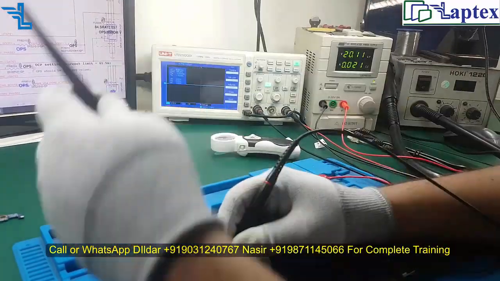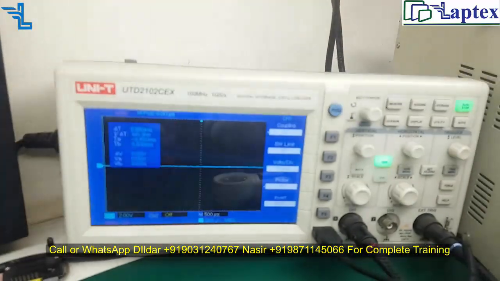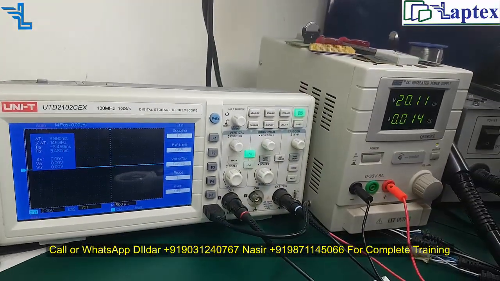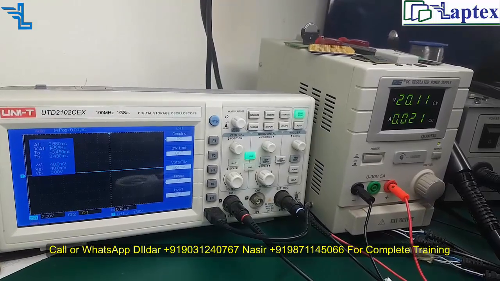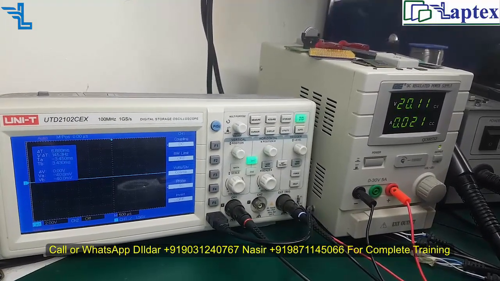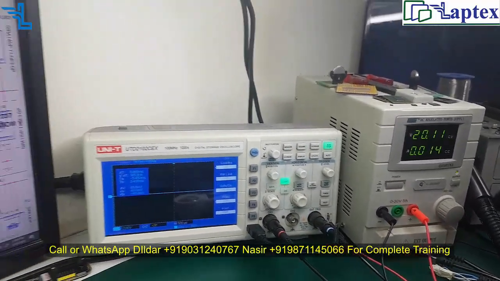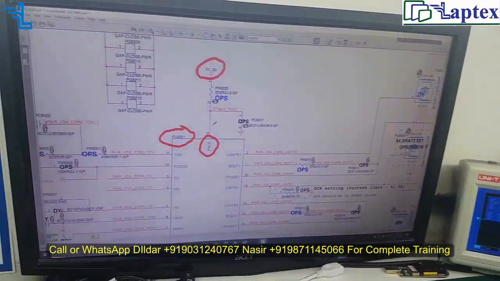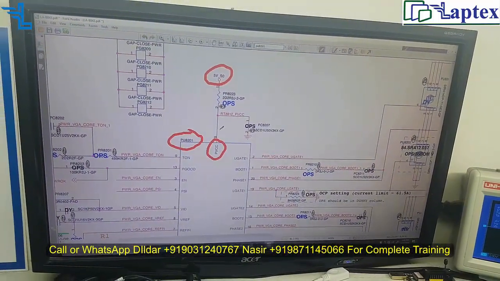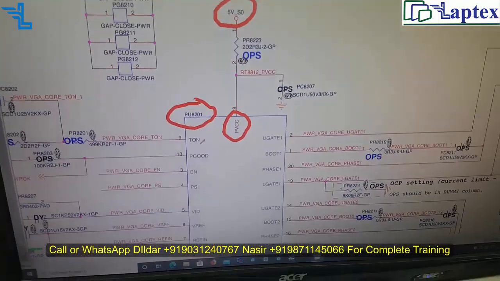You see on the CRO, it will rise and drop down. You see it goes up and comes down. So what does it mean? It means that it is generating and, due to some reason, it is getting off. So that is the reason I'll have to trace out.